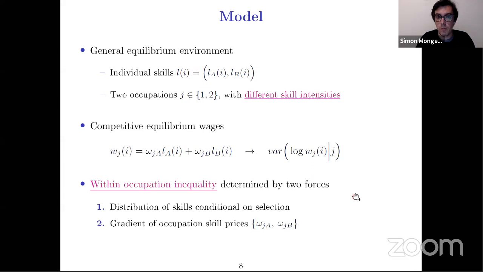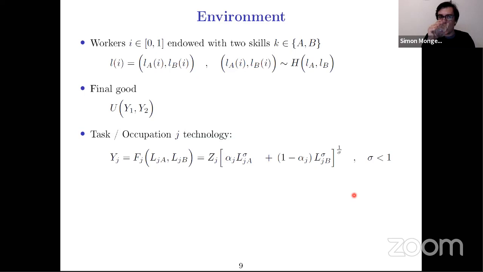Okay, so more detail on the model. I've got a continuum of workers indexed by i, and they're going to be endowed with these two skills, which I'm going to index by k, A and B. These are going to be drawn from a distribution that's not going to have any discrete mass points, and that's going to be really useful for us in terms of characterizing the solution to this problem.